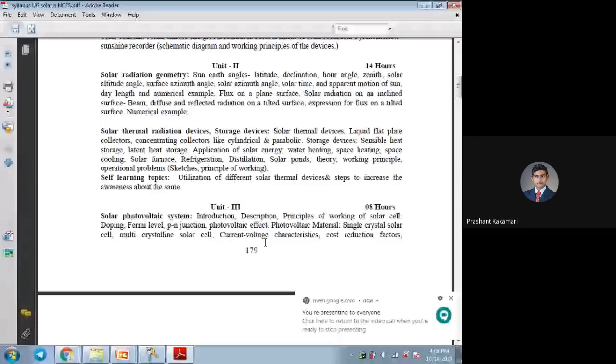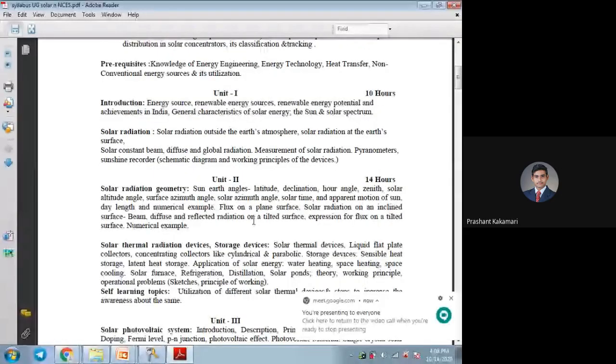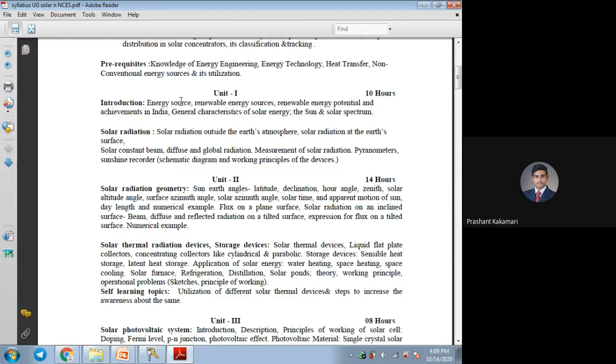The syllabus for the IA test is unit 1 in full, the solar system with these solar measuring devices, then solar radiation geometry, which is in unit 2, half. In unit 1, you have to discuss solar radiation outside the Earth's atmosphere and inside the Earth's atmosphere. Energy sources, renewable energy sources, some more we can discuss. Here, potential of renewable energy and achievements in India. So this is like a general topic.